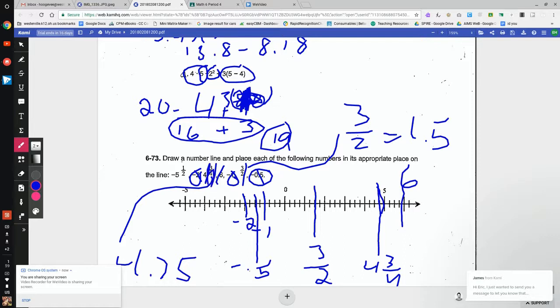Negative 5.5. Here's my 5. We're going in quarters here, so it should be right there. Should have an extra mark there that they don't have. So make sure you got those down. Again, if you need to explain how we found the markings, just ask in class.